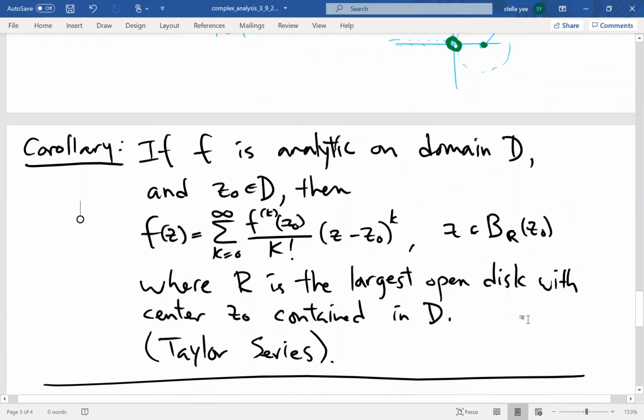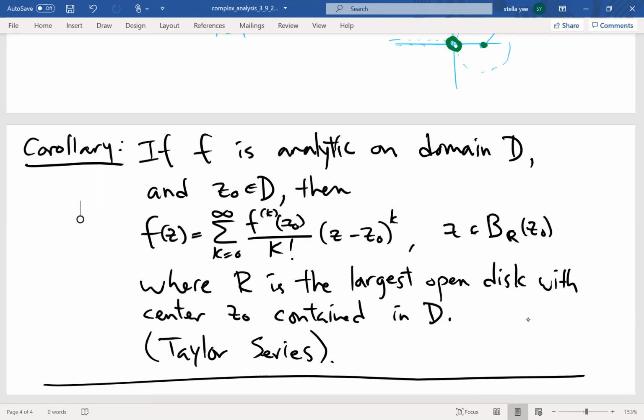Okay, so I think this is important. I think it's worth restating what we got out of this. If we have an analytic function in domain D, and you look at any point inside of that domain, you can rewrite that analytic function as a power series using this formula, for any z within the largest possible radius r disk that you could fit inside of the domain.